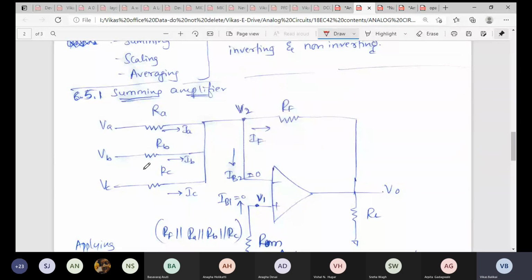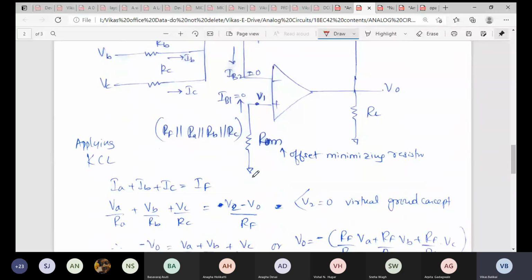So basically this has got three inputs, three resistors and one feedback resistance, and the output voltage is taken across the load resistance. Now I was talking about something called the offset minimizing concept. So this is the offset resistor that I used.